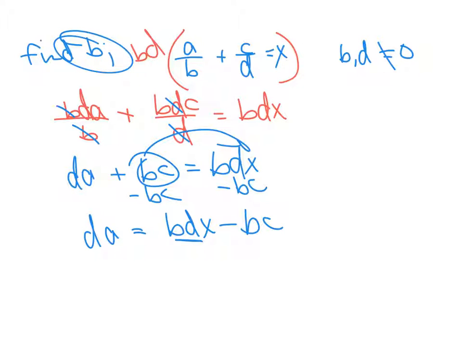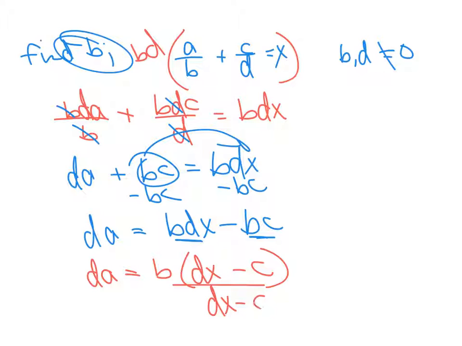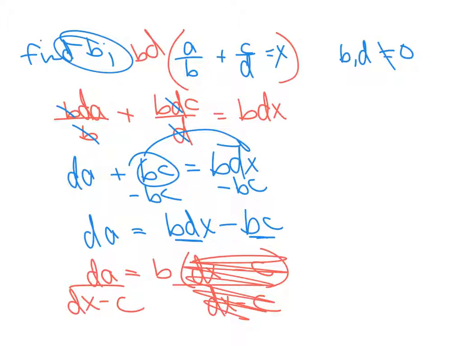Okay, now notice I have a b in both of those. So let's go ahead and pull out the b. And I'm left with that. Okay, then I'm going to divide. And those go away, and I'm left with b equals dA over dx minus c.